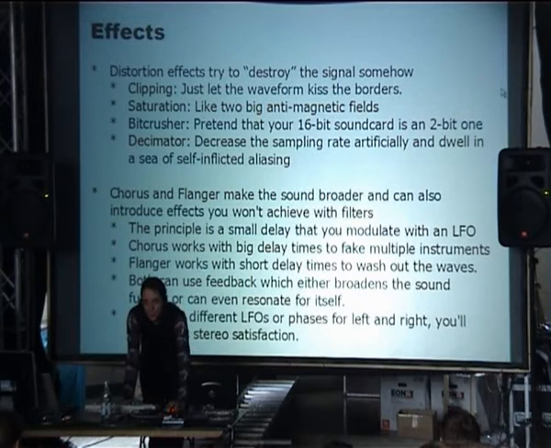And really, really, really destroyed stuff. And the last thing is the decimator. The decimator just pretends that we have a lower sampling rate. And the great thing about decimators is that this is the one point where we want to have aliasing, because we want to let it sound dirty.